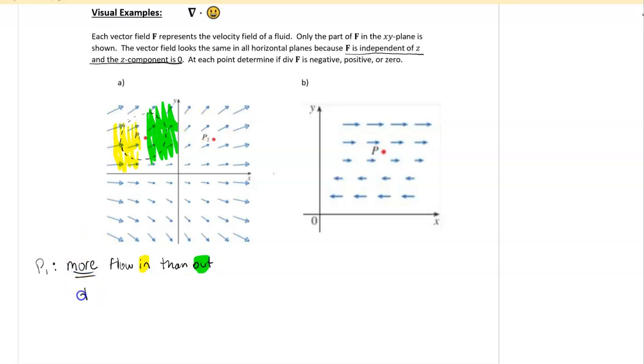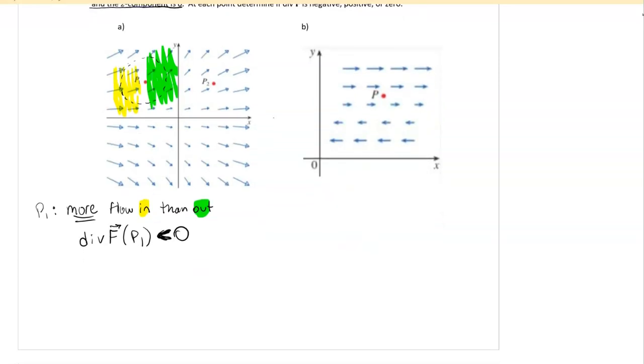So that would tell me the divergence of F at P1 is less than 0, because then it would be negative. It looks like a sink. It is not a source to me.